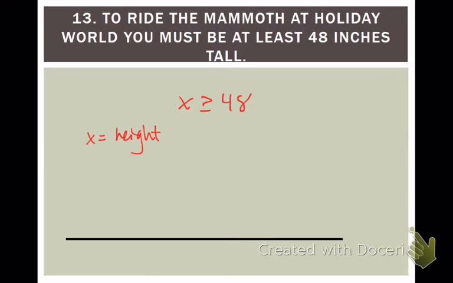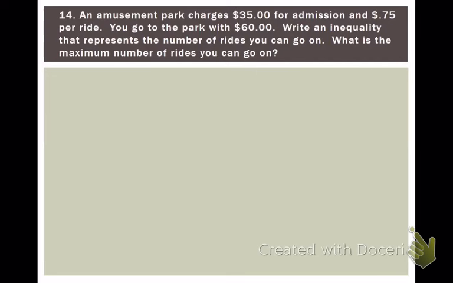All right. I'm going to combine that with solving a little bit and get into some story problems. An amusement park charges $35 for admission and 75 cents per ride. You go to the park with 60 bucks. Write an inequality that represents the number of rides you can go on. What is the maximum number of rides you can go on?